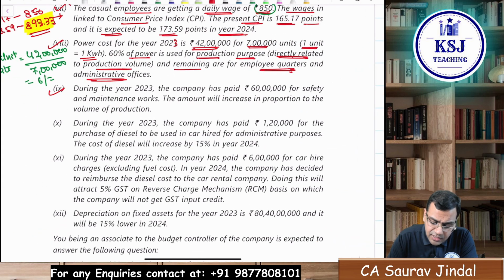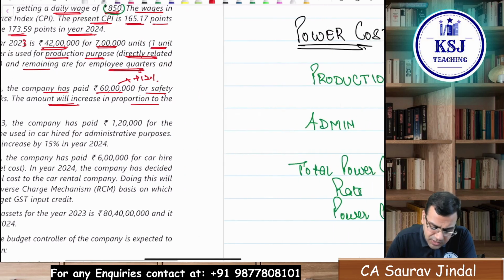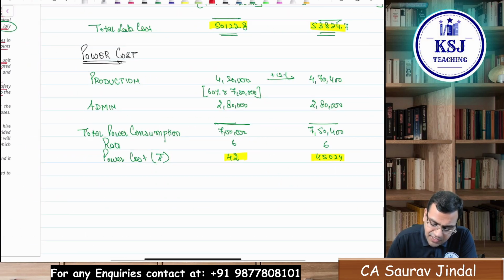Next, during the year 2023, the company has paid 60 lakh for the safety and maintenance works. The amount will increase in proportion to the volume of production. That means this amount will also increase by 12%. Volume is increasing by 12%, so this amount will also increase by 12%. Simple, straightforward, right? Safety and maintenance cost.